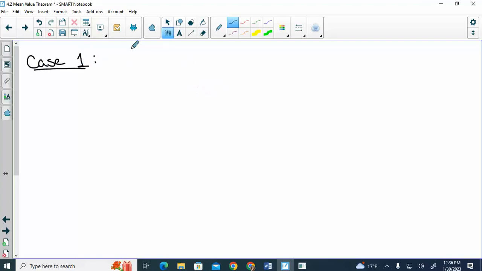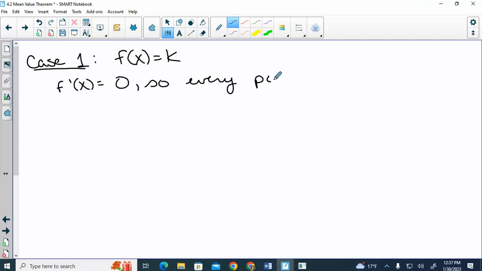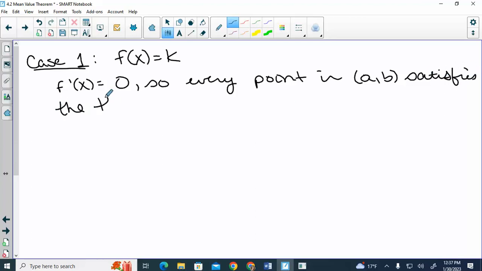proof. So case 1 is when our function is constant. That's the horizontal line. Okay, it never changes. So if that is the case, then what is the derivative of a constant? 0. So every point in the interval a to b satisfies the theorem, because the derivative is always 0, so any point I pick makes the derivative equal 0. Fair enough?